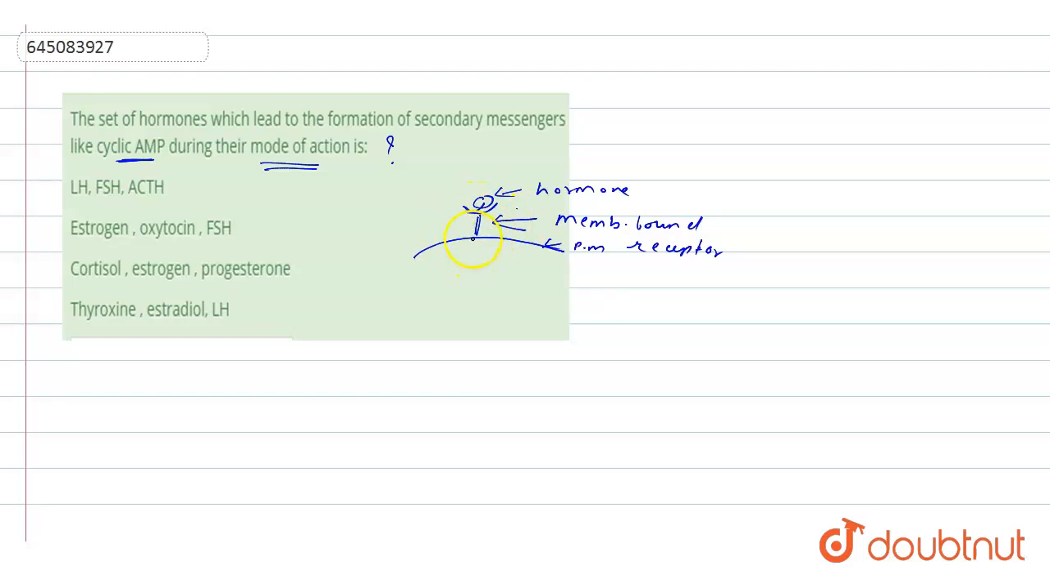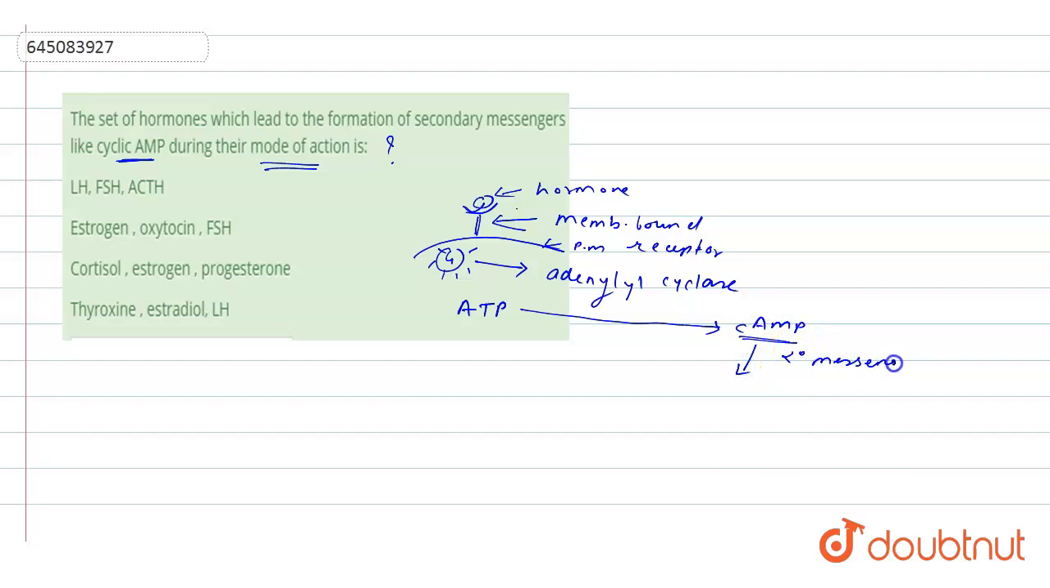Now what happens, they will initiate another protein which is called G protein inside the cell, and G protein activates one enzyme which is called adenylyl cyclase. And this adenylyl cyclase synthesizes cAMP from ATP. So basically they convert ATP into cyclic AMP, and this cyclic AMP acts as a secondary messenger. That means now it will initiate a biochemical response.